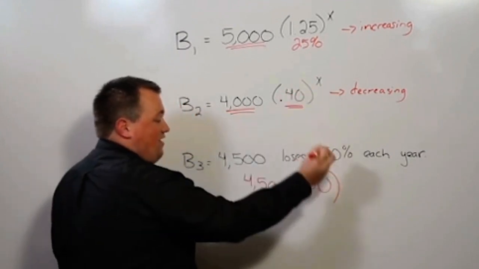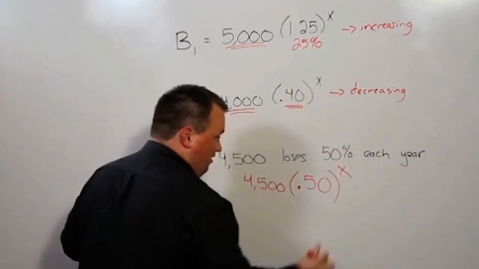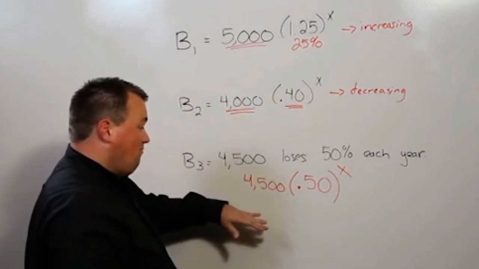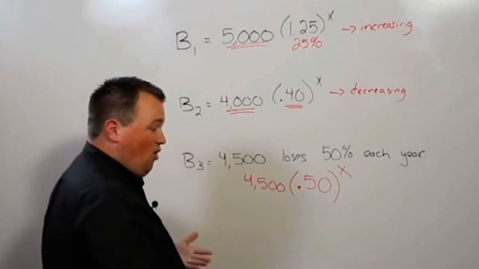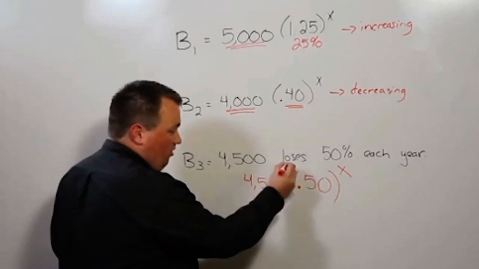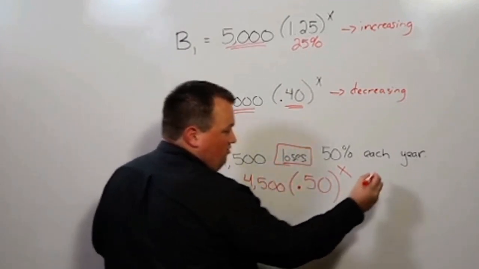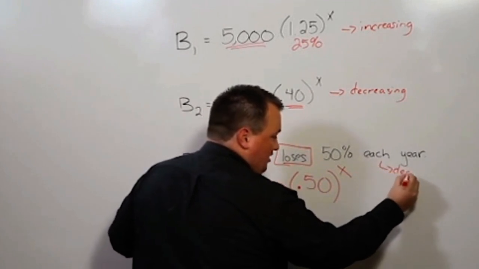And then the last thing we add is our x, which is our number of years. So we can easily determine by the way it is written here, our percent of change is less than one, so we know it's decreasing. And of course, our problem actually says it loses. So we would say it is decreasing.